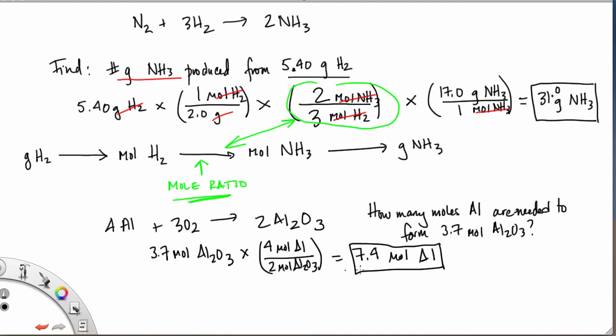Now you should have gotten, this is how you would have set up your problem. You have 3.7 moles of aluminum oxide, that's our given quantity. You want to find moles of aluminum. So that goes on the top of your conversion factor. There are 4 moles of aluminum for 2 moles of aluminum oxide. So we have 3.7 times 4 divided by 2 is 7.4 moles of aluminum.